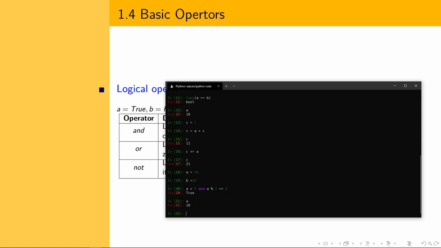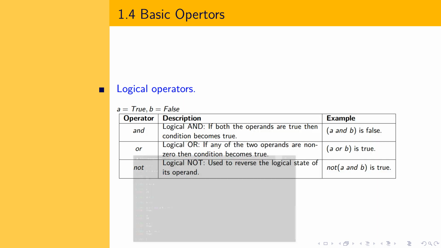Because A is 10 and A is larger than 5 is true, and then A modulus by 2 equal to 0 is true, and both these two conditions and together we see that is true. So the same thing for the other operators, you can try it yourself: the and, or, and not.